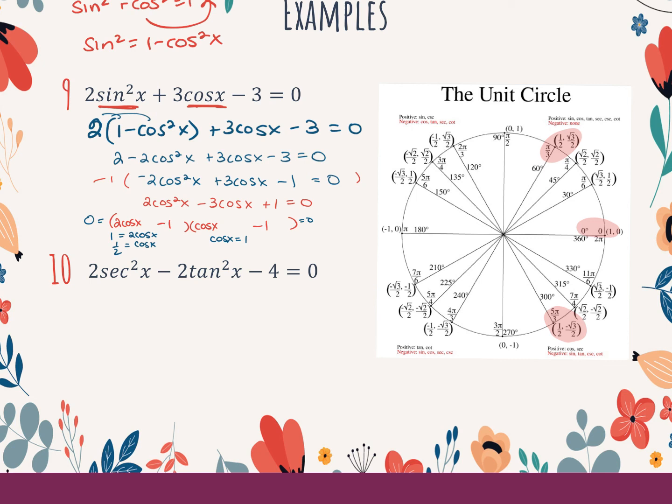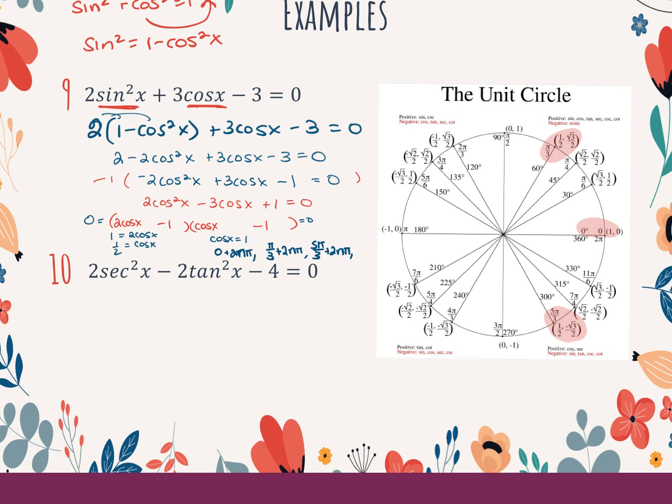So the directions didn't say anything about interval, and I didn't add that on. So we're going to actually add on the 2n pi this time. So it's going to be pi over 3 plus 2n pi, 5 pi over 3 plus 2n pi, and 0, which is the smallest, plus 2n pi.